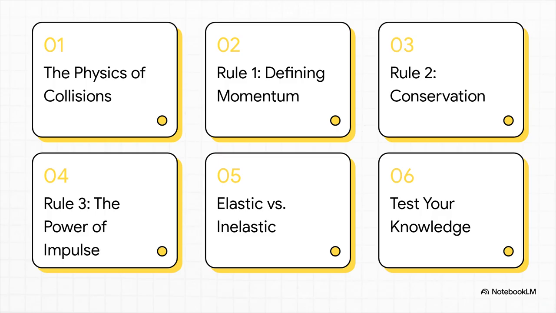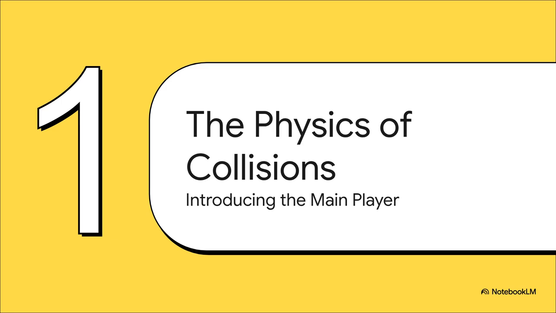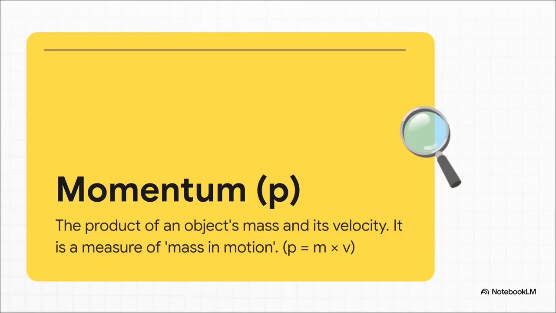Let's get started. Okay, before we can even talk about the rules, we need to meet the star of the show. Seriously, to understand any collision or any explosion, you first have to get a handle on the core concept of momentum. So what is momentum, really? Well, the easiest way to think about it is as mass in motion. The formula is super simple, just mass times velocity. But here's the crucial part, the thing you have to remember. Because velocity has a direction, so does momentum. It's what we call a vector, and that means direction matters a lot.